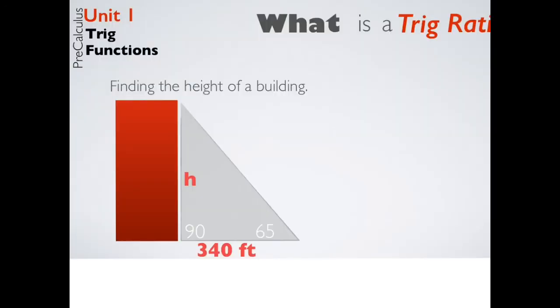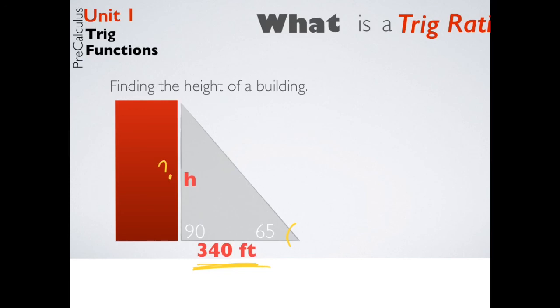Okay, so now let's apply it a little bit. So we are going to find the height of this building. So I have a right triangle here. So as soon as you see right triangle, our brains need to immediately go to the trig place. The angle that they tell us in this picture is 65, and then the distance from the edge of the building to the end of the triangle is 340 feet. We are looking for this height.